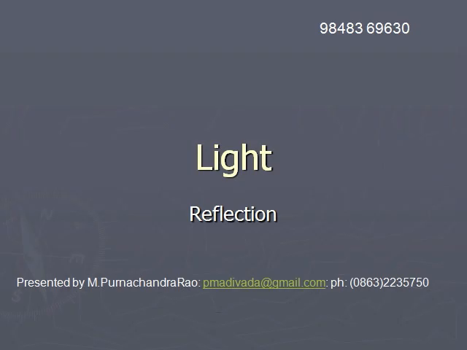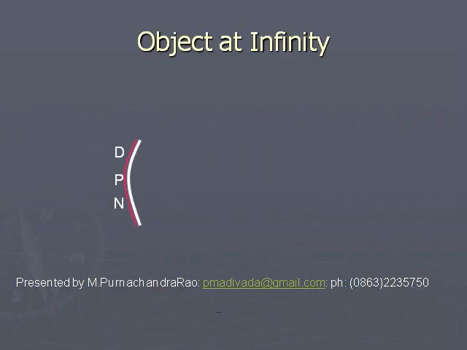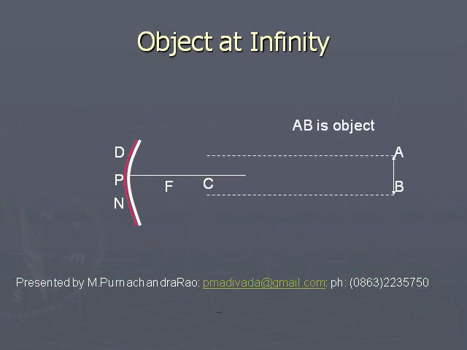The ray diagram when the object is situated at infinity. Here AB indicates the object. The dotted lines from AB indicate that the object is very far away, very far off from the mirror. And here two rays are selected.